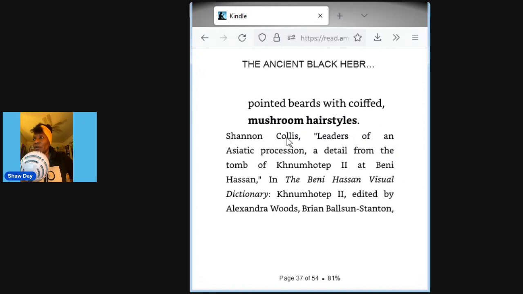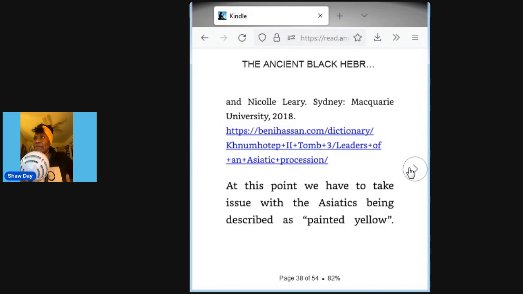Okay, Shannon Ellis, leader of an Asiatic procession, a detail from the tomb of Khnumhotep II at Beni Hasan in the Beni Hasan Visual Dictionary, Khnumhotep II, edited by Alexander Wood, Brian Balsam Stanton, and Nicole Leary, Sydney, Macquarie University, 2018. I hope I pronounced those names right. It says, at this point, we have to take issue with the Asiatics being described as painted yellow, because nobody is yellow, as he's going to continue to say.